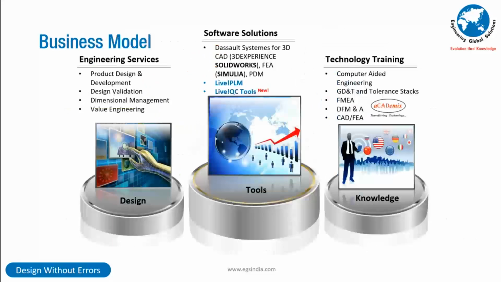Our business model is we have three divisions, starting with engineering services, where we do product design and development, whether it is a watch or a machine or an aircraft part or a light combat aircraft equipment or a validation of a gearbox or whatever it is. And design validation is our mainstay, with dimensional management and value engineering being intrinsic in the processes. The process we are going to enumerate today is what we cover in our engineering services.